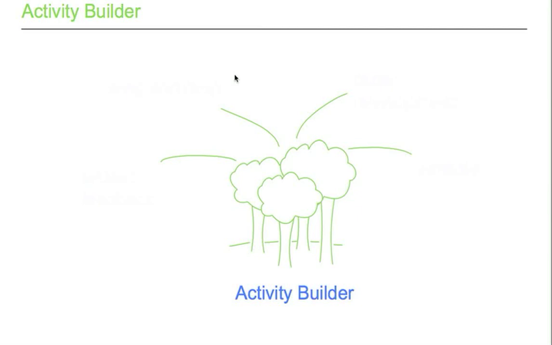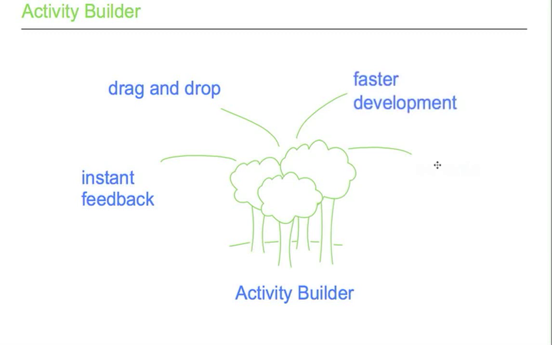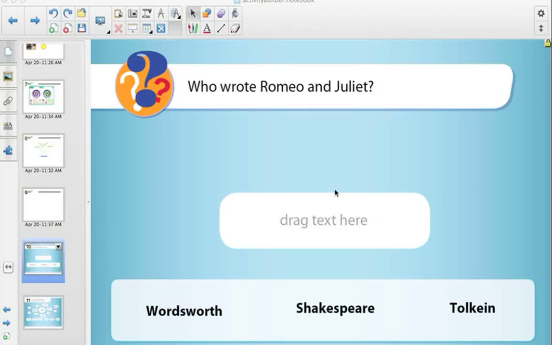Now with Smart Notebook 11, you can create instant feedback drag and drop activities using Activity Builder. The process will be much quicker for the developer than using Adobe Flash, and will allow the teacher to adjust and tweak the content, thus making it more valuable to them. Let's take a look at Activity Builder in action.